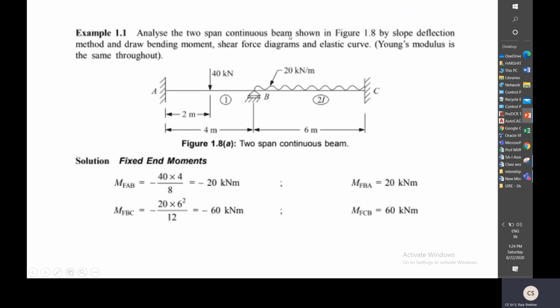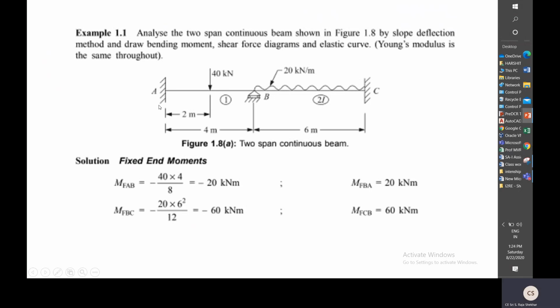analyze two-span continuous beam shown in figure by slope deflection method and draw bending moment and shear force diagrams and elastic curves. Given that Young's modulus is same throughout the continuous beam.